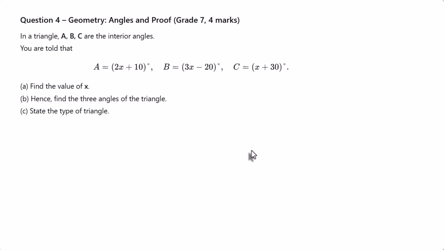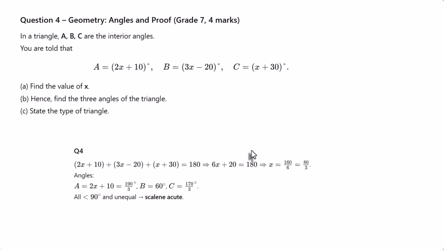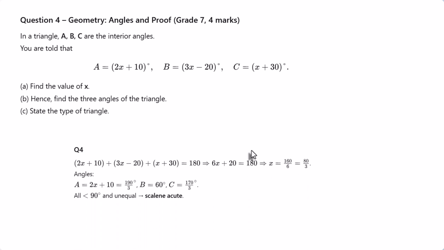Okay, so I hope that you paused the video and tried question 4. If you've got the answer for x as 80 over 3 somewhere, and the angles as 190 over 3, 170 over 3, and 180 over 3, then you're good to go. Now, this question doesn't require a calculator because you don't have to find exactly what the angles are. You can leave them as fractions. There's no problem in that. And to work out what type of triangle it is, you can just compare the answers you got.